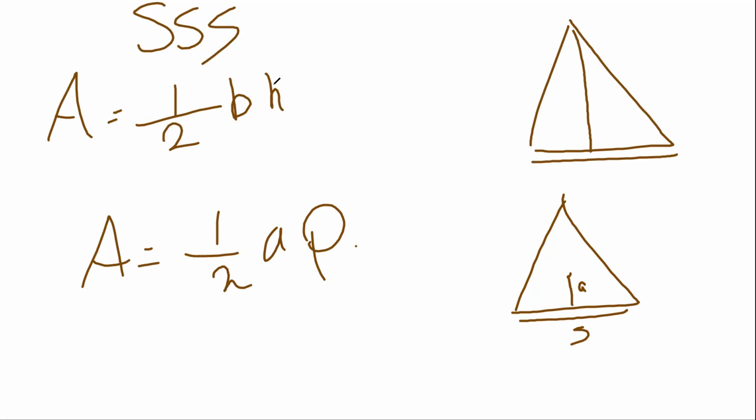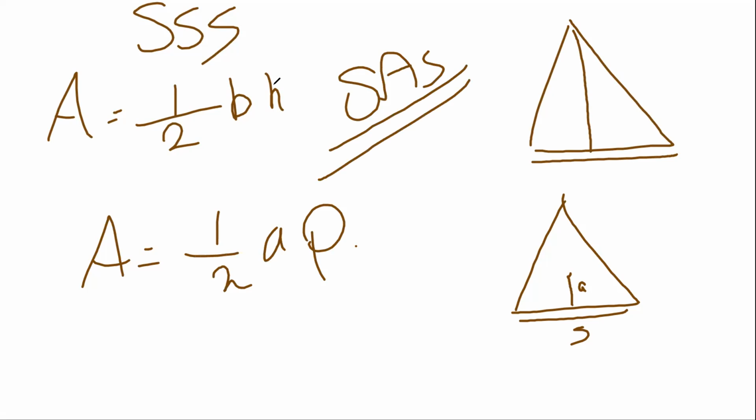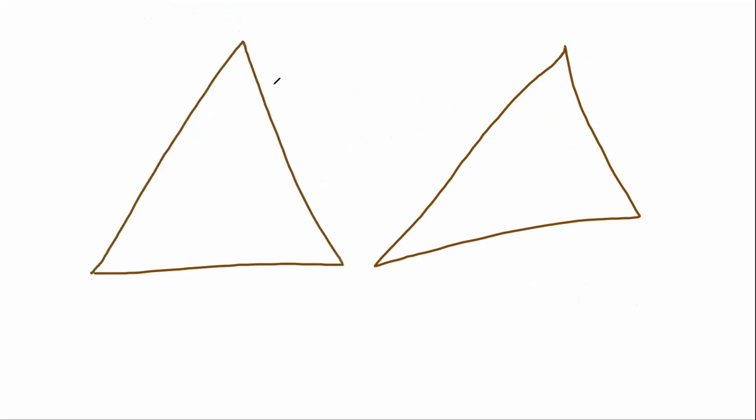Today we learn a third way to find the area of the triangle, by using SAS, that is, if you have two sides and an included angle between them, like this triangle as an example here. Before that, we found the height and we know the base. So we have half BH.